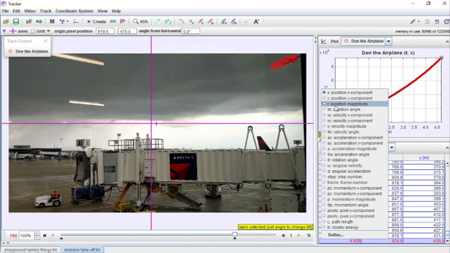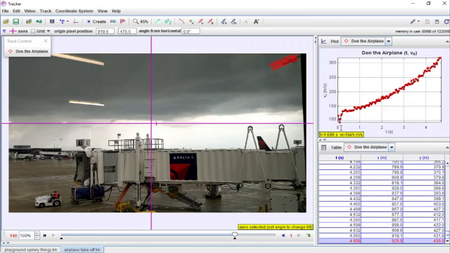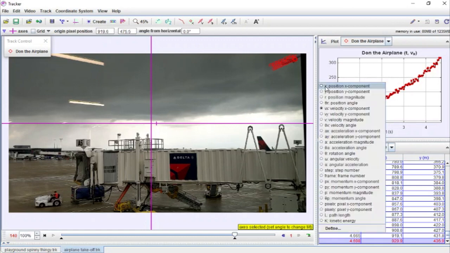I can have it tell me the velocity. So when I come down here, I can look at the velocity x component. So here we're looking at the x component of the velocity as we go along, and this thing actually has a decent curve to it. So that tells me that the force acting on this airplane is not constant, which is what I would expect, knowing about airplanes, right? The thrust is not necessarily constant while you're taking off. The drag and lift are certainly not constant while you're taking off.